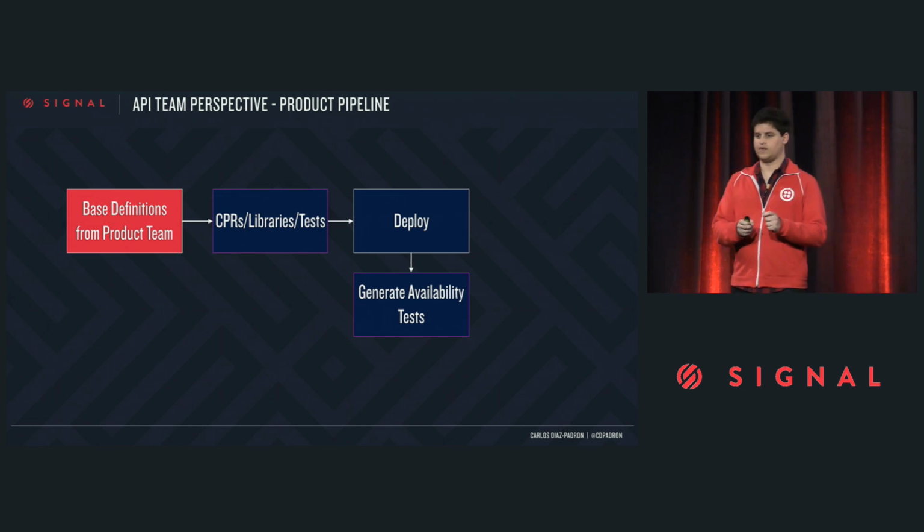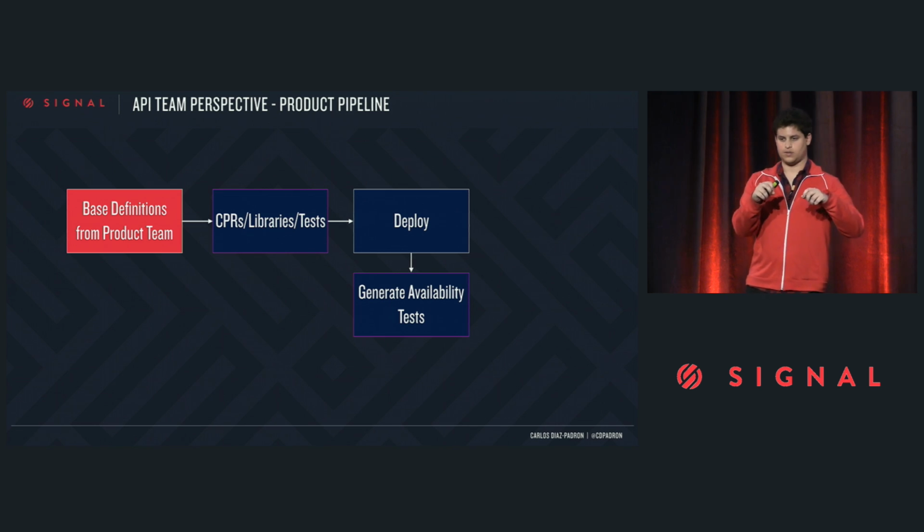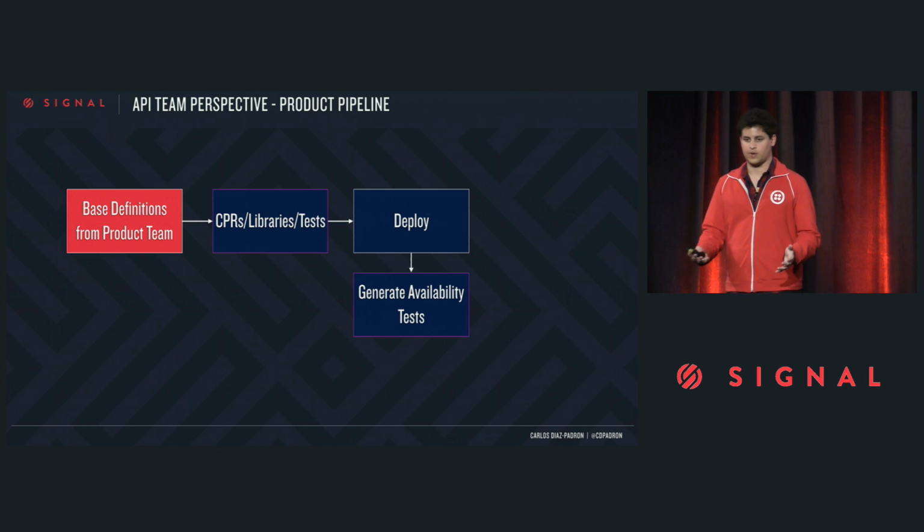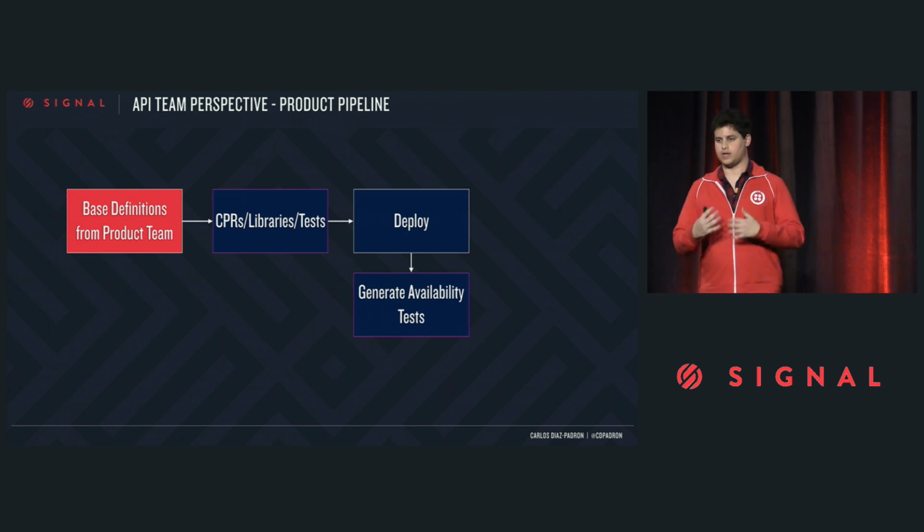So if there is a mismatch, it's not necessarily with the API team's work. It's a bug in some other part of the ecosystem that we can now track down. We don't have to worry about trying to debug our own thing.